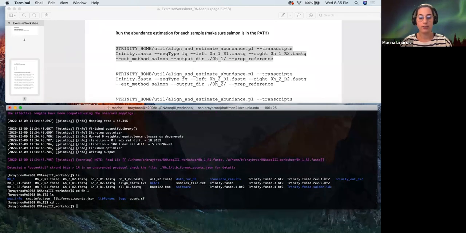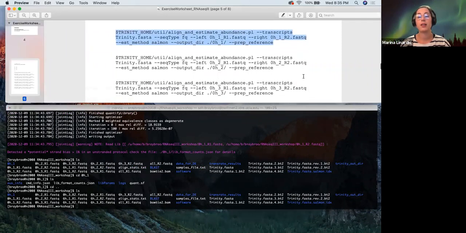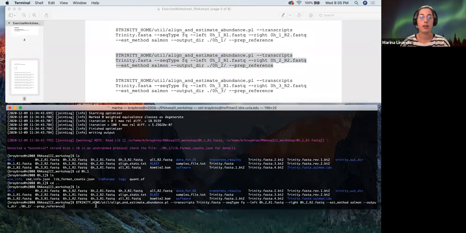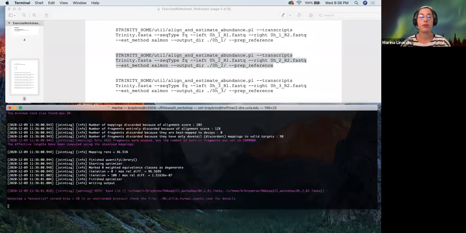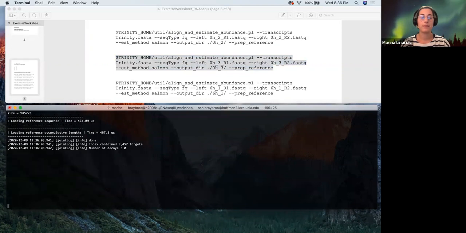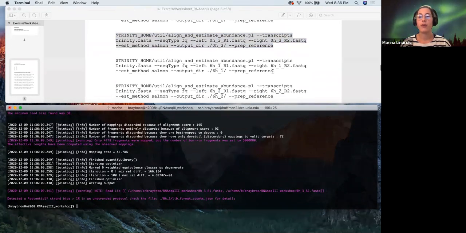Let's go out back to our workshop folder. And now we're gonna do this for each of our bioreplicates. Again, let's copy paste because there is a lot to write. So we run it for the second one. Then we run it for the third one. So we finished the 0 hours.